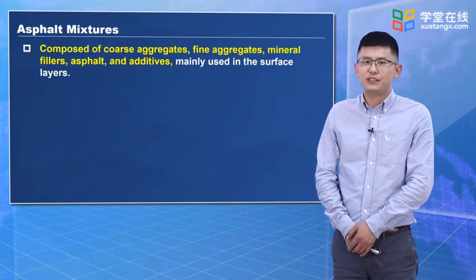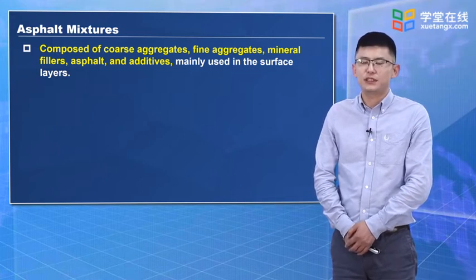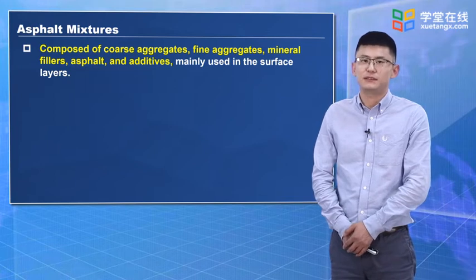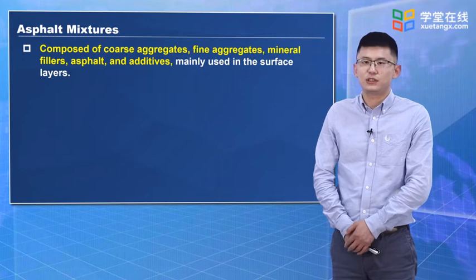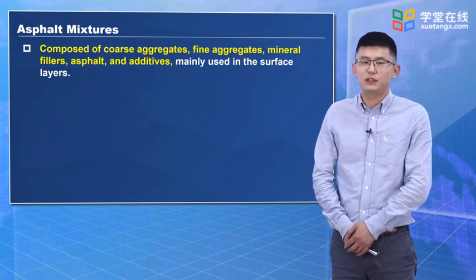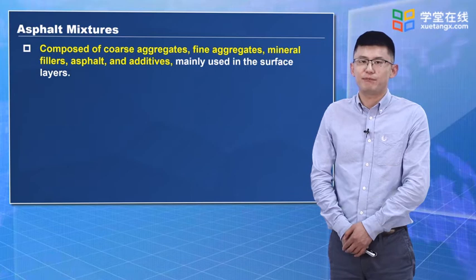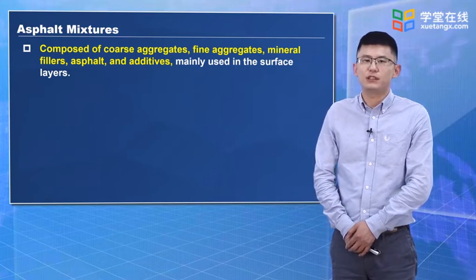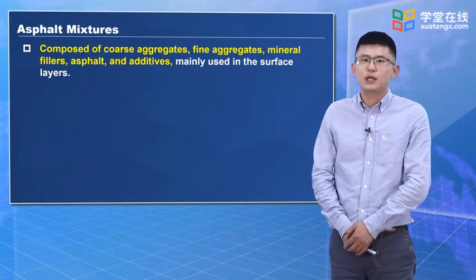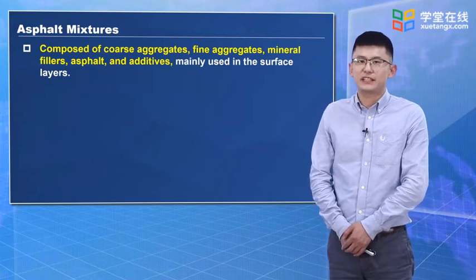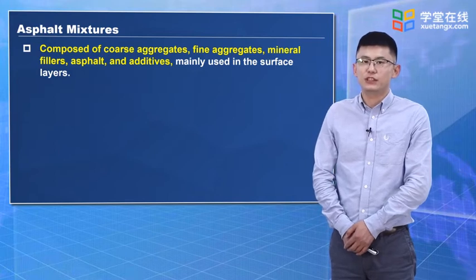And for the asphalt mixtures, here we need to be mindful that we separate the asphalt mixtures from the asphalt stabilized materials. Because usually when we talk about asphalt mixtures, we are talking about those materials used for the surface layer. So what are the components of an asphalt mixture? It is composed of coarse aggregates, fine aggregates, mineral fillers, asphalt, and additives. They are mainly used in the surface layer. So this is different from the asphalt stabilized material.